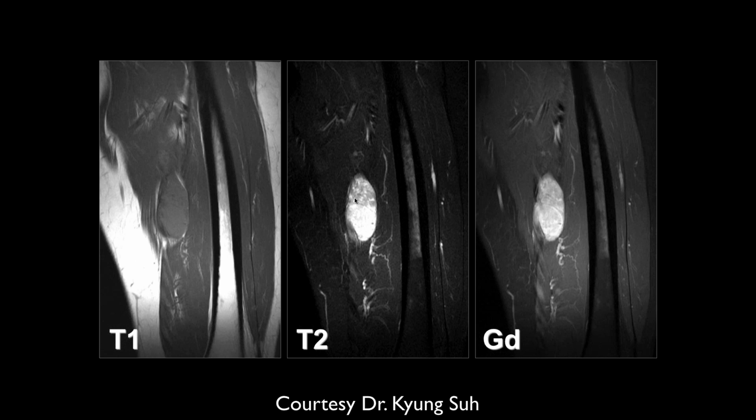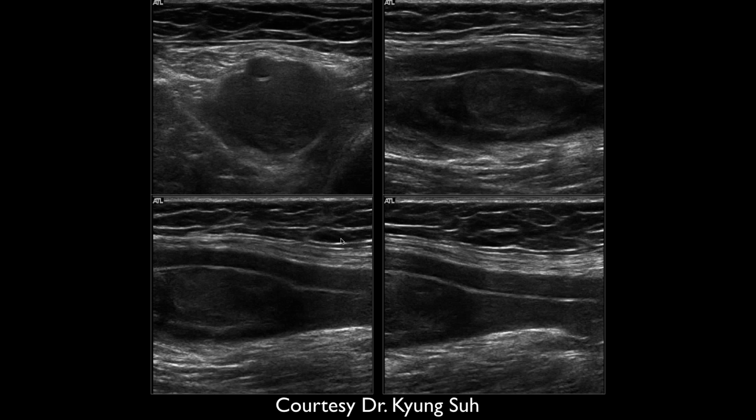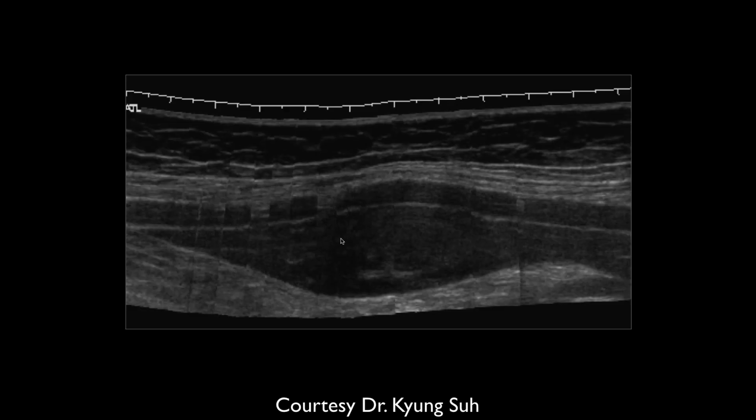Okay, so now we're getting this heterogeneous, hyperintense signal with some debris, or just sort of intermediate. The superior part of it is a little bit inhomogeneous. Here it is on ultrasound, and we are still seeing that it's somewhat well-defined, although I'm seeing some indistinct margins on some of the images there.